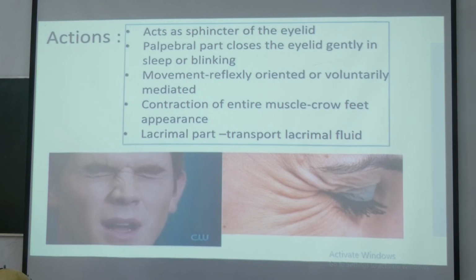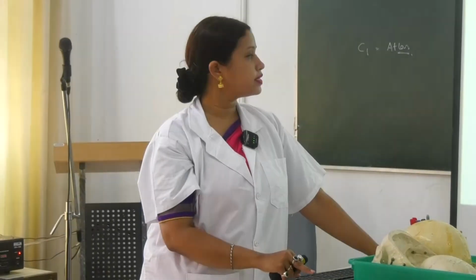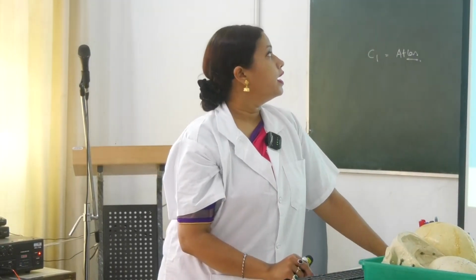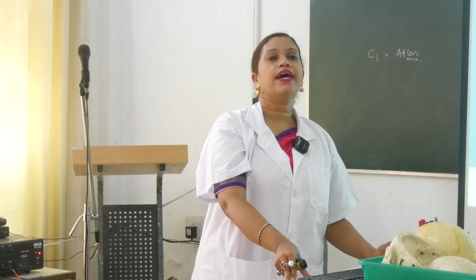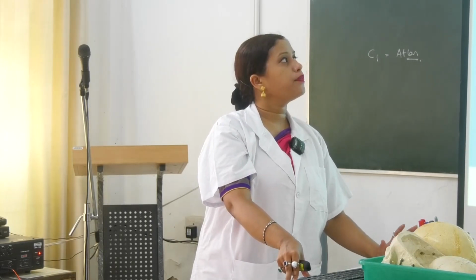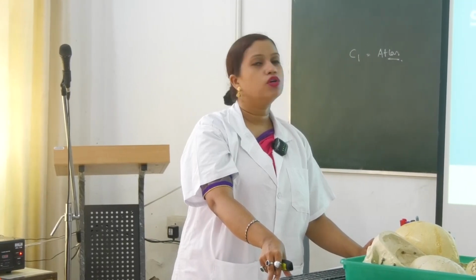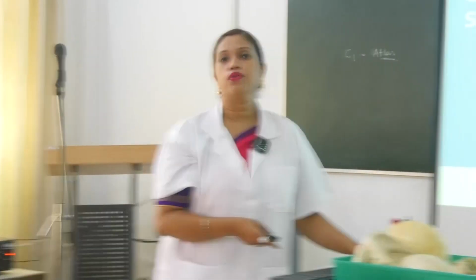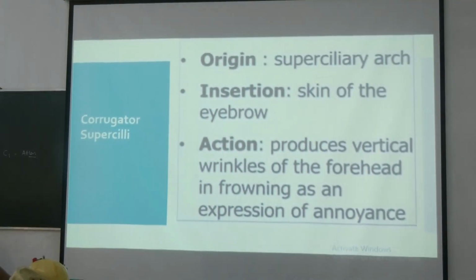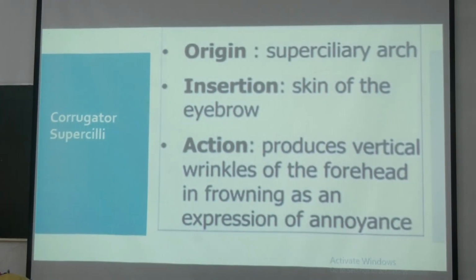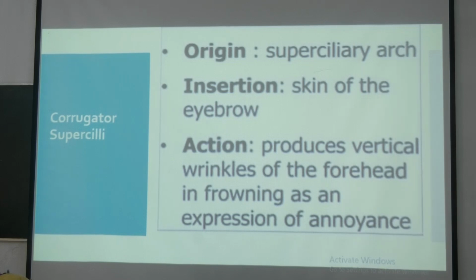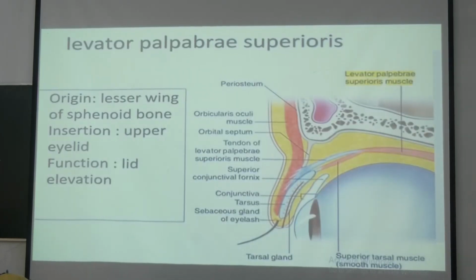Now what are the actions? Closing of the eye forcefully. That is orbicularis oculi. So this is the main function. Now coming to corrugator supercilii. Corrugator supercilii originates on the superciliary arch and inserts on the skin of the eyebrows. So what will it produce? It will produce wrinkles on the forehead and also the frowning movement, the frowning expression.